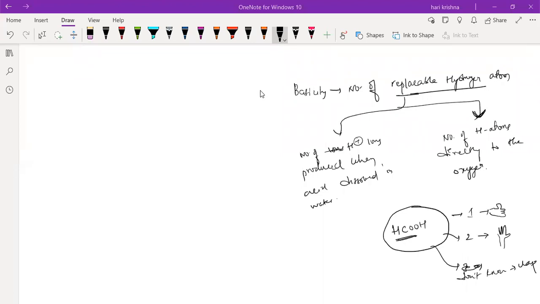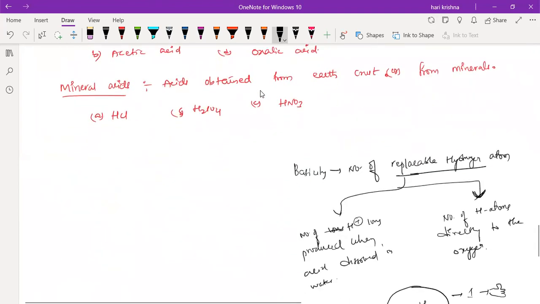Fine. Actually, if you draw the structure of this, it will be like this. This is the actual structure of formic acid, the formic acid formula. Now, can you tell me how many replaceable hydrogen atoms are there? One is the answer, because this hydrogen is not replaceable, as it is directly attached to the carbon. Only this is the replaceable hydrogen atom. Clear? Yes, sir. Okay, I will draw one more thing.